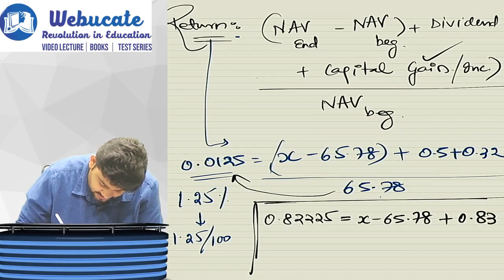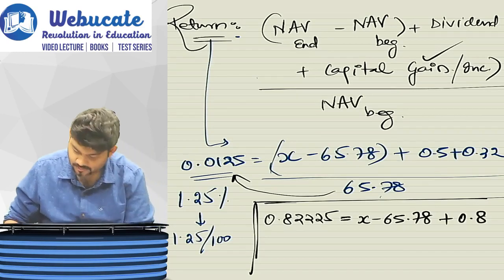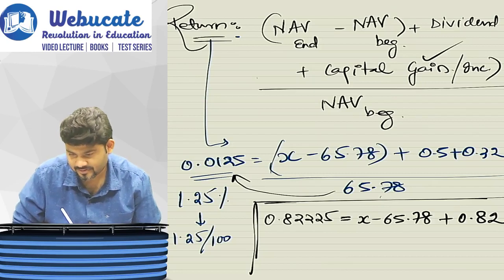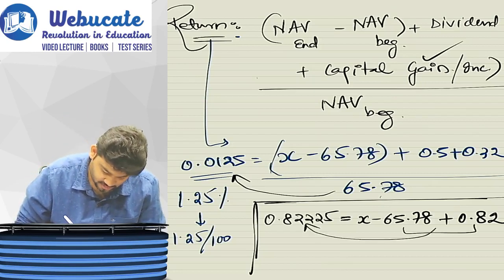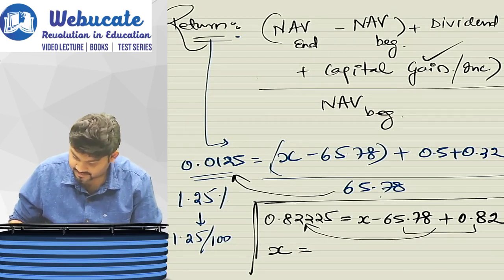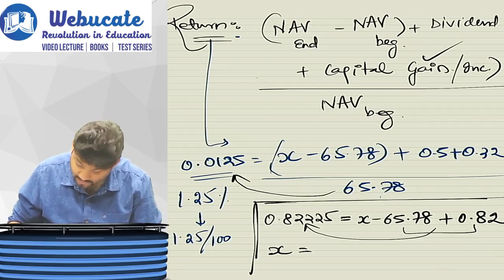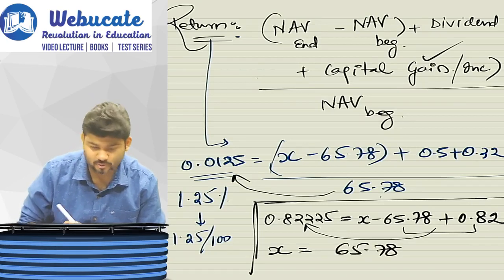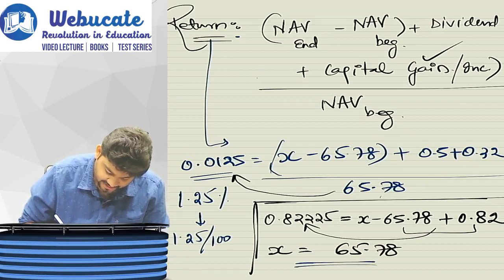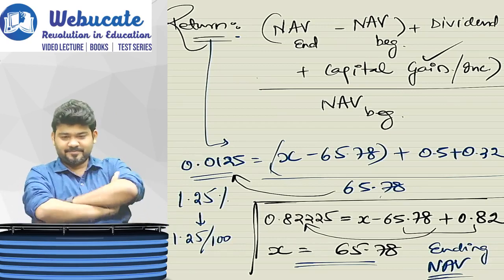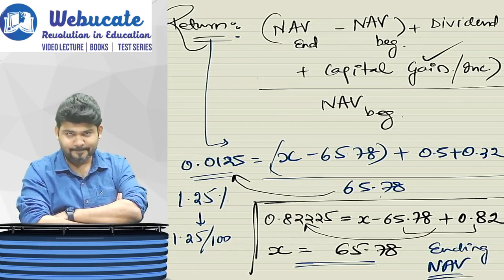plus 0.5 plus 0.32, 0.82. Okay. So this and this will go here. So X will be equal to 65.78 minus 0.82 plus 0.8225, which is 65.78, and they've said only till two decimal places. So the NAV does not change. Ending NAV is equal to the beginning NAV. Possible? Definitely possible. Got it, everyone? Easy peasy sum.